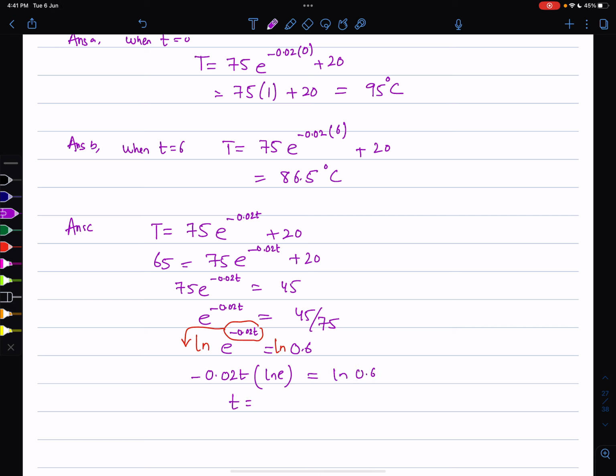So t comes out to be equal to ln of 0.6 divided by minus 0.02. Ln of 0.6 is also a negative value, divided by a negative 0.02. It's going to be 25.5, that is in 3 significant figures. So after 25.5 minutes, the temperature of the drink is going to go down to 65.